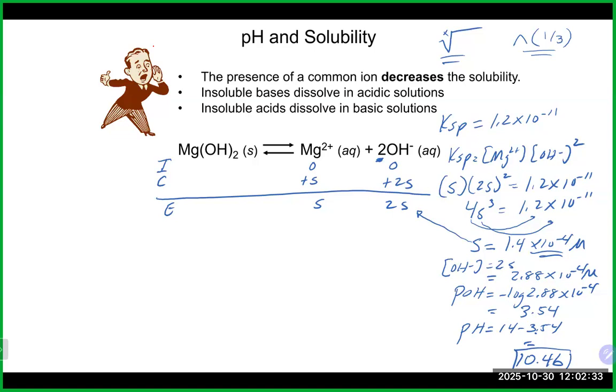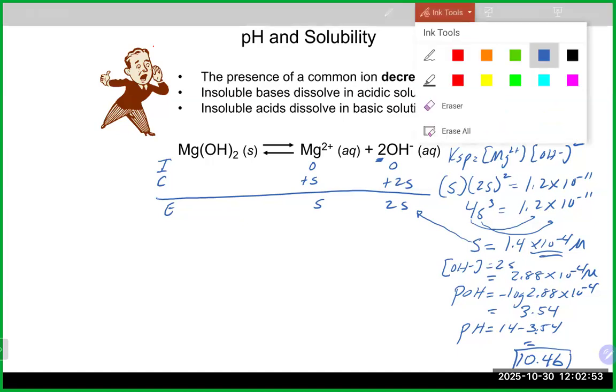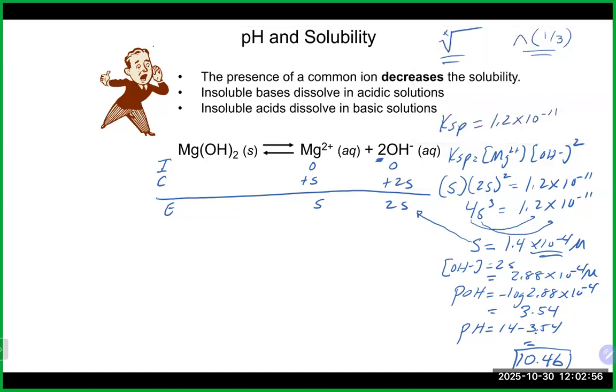That also makes sense, right? Because it is a base, right? So we would hopefully expect kind of a basic pH in most cases. So how does that number sort of help us understand what could happen in terms of the solubility of magnesium hydroxide? So if you have this solution, for example, and you decide to decrease the pH to less than 10.46, what will happen?